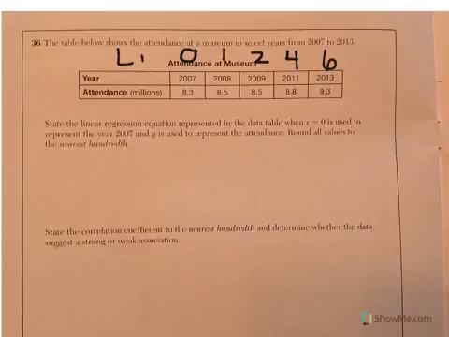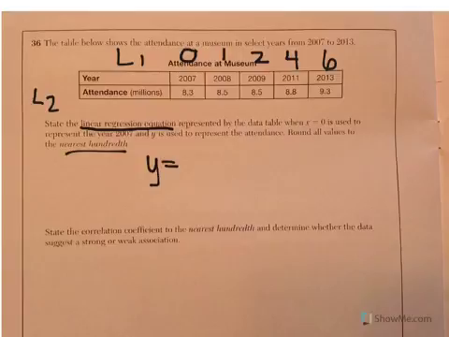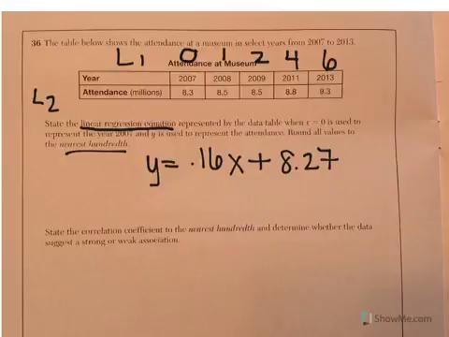So I'm going to type this into list 1 and the attendance into list 2 on my calculator when I hit stat. And then I'm going to calculate a linear regression equation, which I do by going stat, scrolling over to calc, and it's choice 4. I'm going to round to the nearest hundredth, and I'll end up with values of y equals 0.16x plus 8.27.